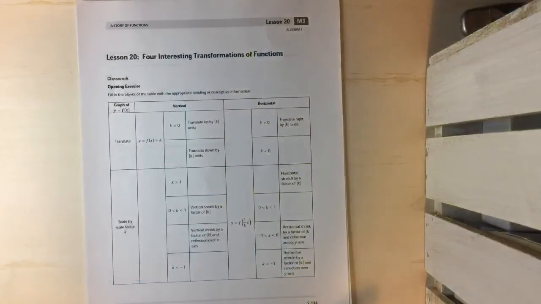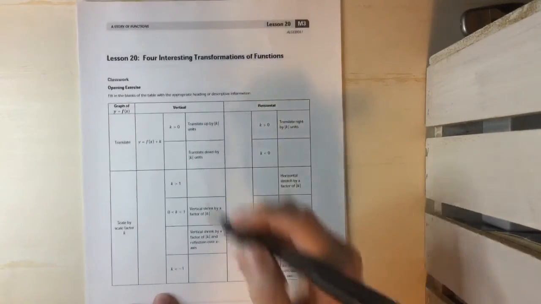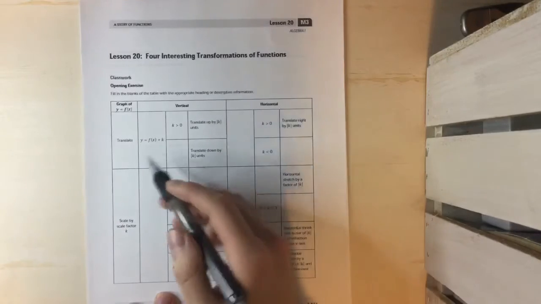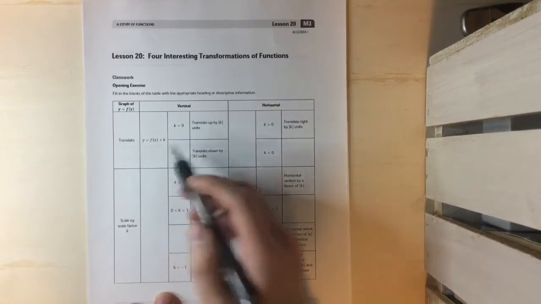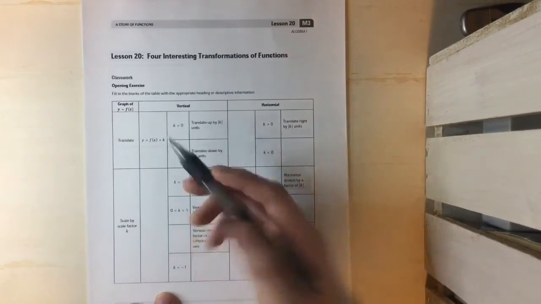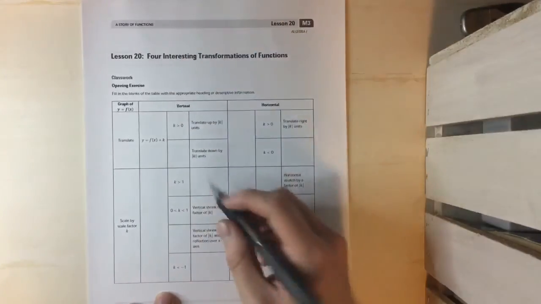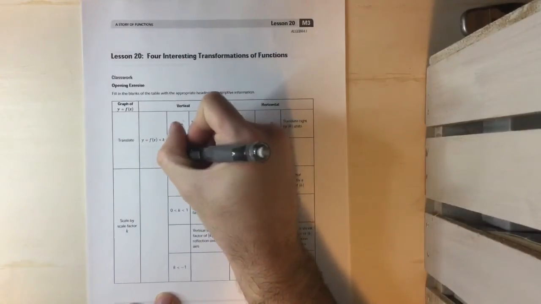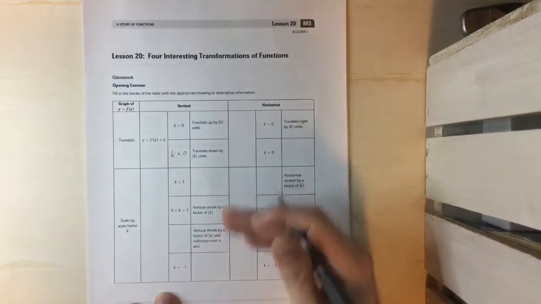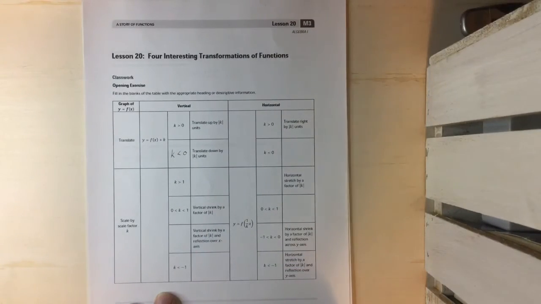Okay, so I'm going to start filling out this paper for you. So the first one here is vertical translation. We have f of x plus k. So when k is greater than 0, we're translating up. But when k is less than 0, we should be translating down by absolute value of k units.